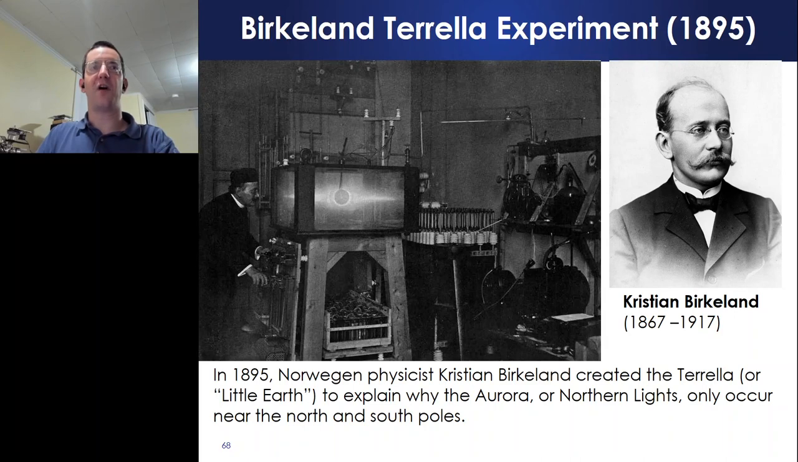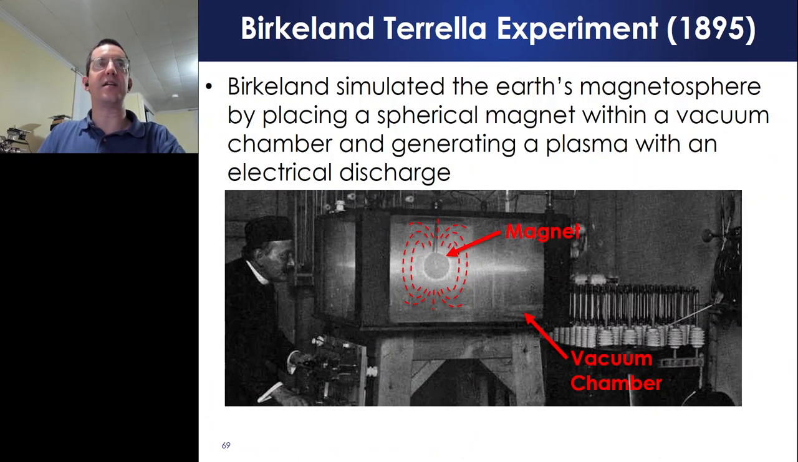In 1895, Norwegian physicist Christian Birkeland created a Terrella, or Little Earth, to explain why the aurora, or northern lights, occur only at the north and south poles of the Earth. Birkeland simulated the Earth's magnetosphere by placing a spherical magnet within a vacuum chamber and generating a plasma with an electrical discharge. The path the plasma follows and the interaction with the spherical magnet was analogous to the action of the Earth's magnetic field on plasma within space.